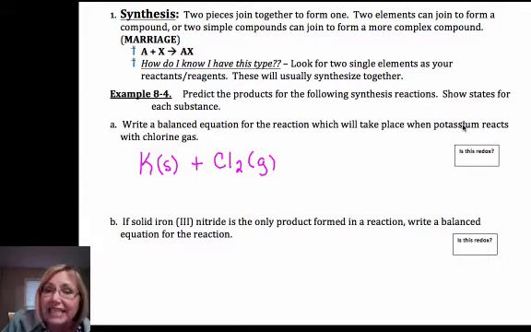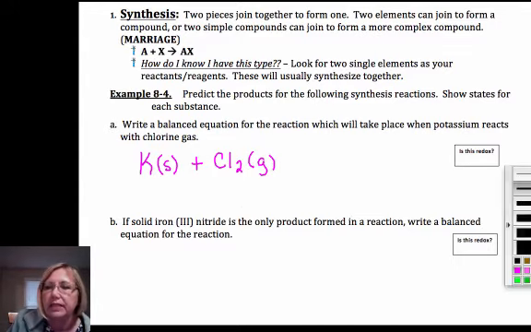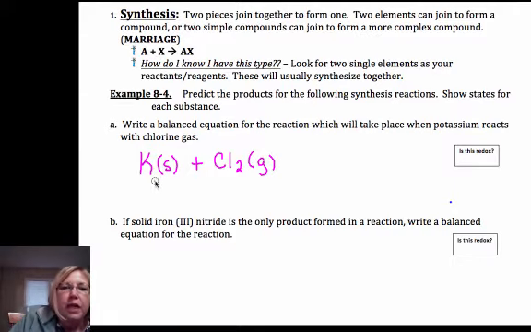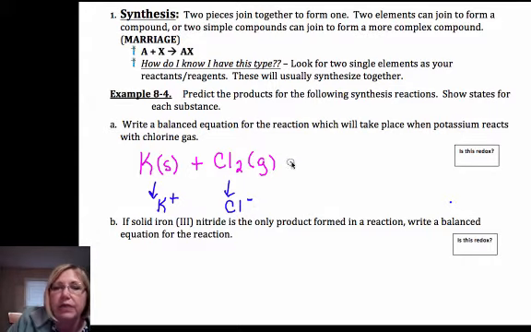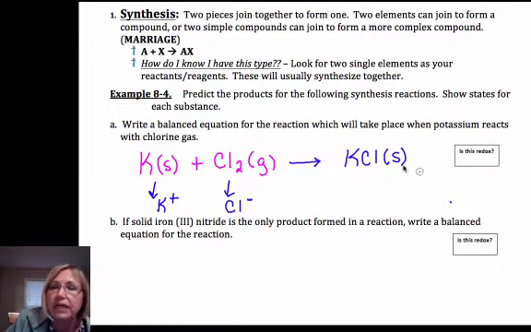Now, when potassium goes into a compound, it wants to become potassium ion. It wants to lose one electron. When chlorine goes into an ionic compound, it becomes chloride. So often if you write the ions, that can help you. So I would have potassium chloride, and I know that's a solid because ionic substances are solid.